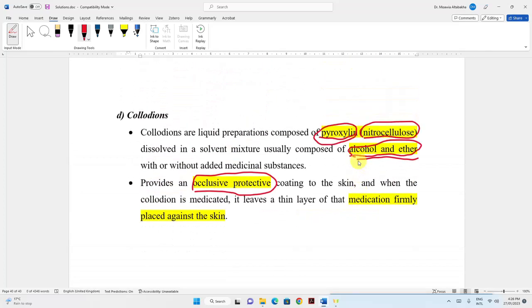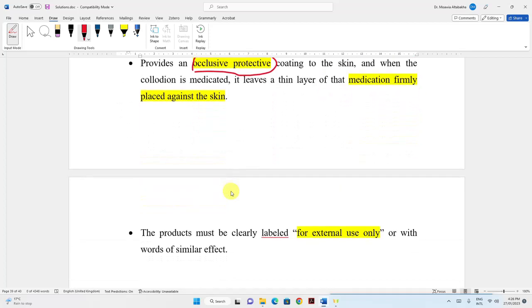So what is collodion? Collodion is a volatile vehicle consisting of alcohol and ether into which you dissolve pyroxylene. If you need to add a medication, then you can do that. But this preparation, collodion itself, is to protect the skin, and if there is a drug, to keep the drug attached firmly to that area.